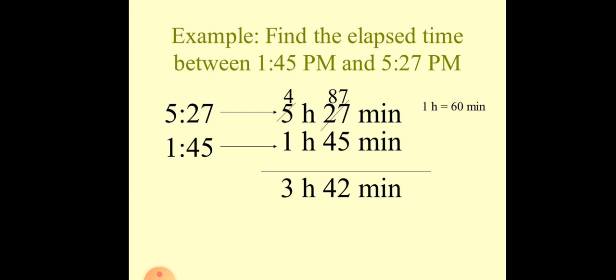Example, find the elapsed time between 1:45 p.m. and 5:27 p.m. Then what you will do is you will put the sum and subtract the 1:45 p.m. from it. You know that 45 minutes cannot be subtracted from 27 minutes. So 5 hours will give 1 hour to 27 minutes. That becomes 87, because 27 plus 60 is equal to 87, and 5 will be cut and it will come as 4. So we get 3 hours 42 minutes.